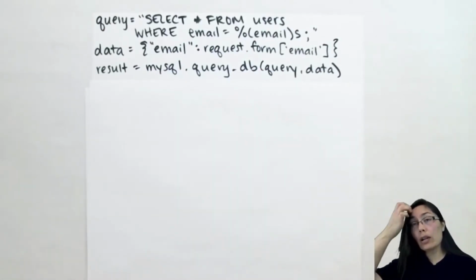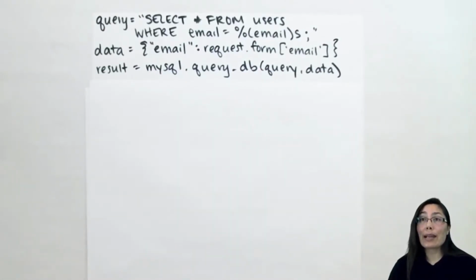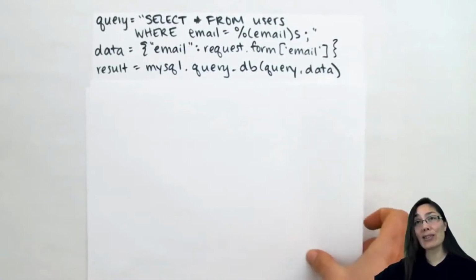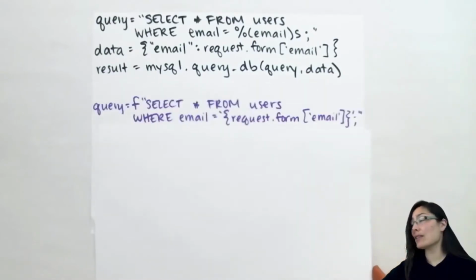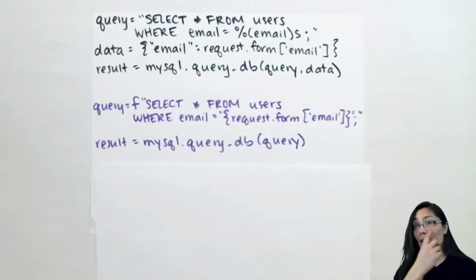Okay, so a lot of you may have noticed that this seems like extra work. Why would I make a data dictionary when there are simpler ways to get this data into our query string? That's a really good observation, and I commend you if you noticed that it does seem a little tedious. But I'm here today to try to convince you to keep doing it the tedious way, and let's not take shortcuts.